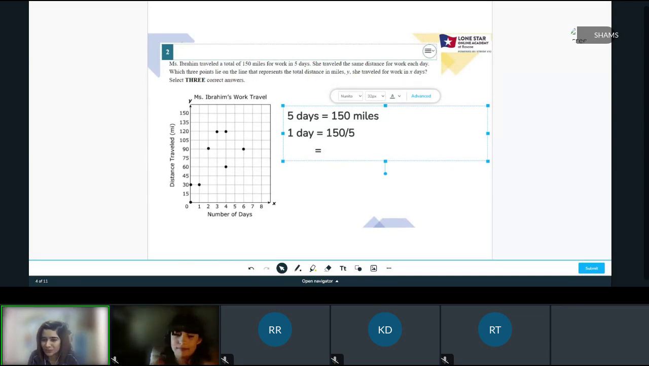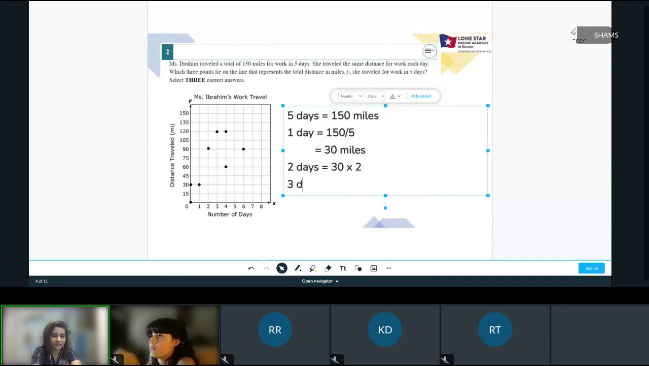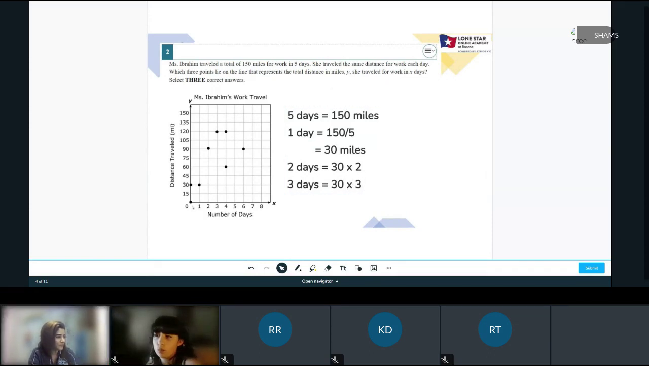Let's see what you guys want to tell me. Then over 1 day, she travels 30 miles. Yes, she travels 30 miles. This is the unit rate. Then you can figure out for more. You can figure out for 2 days, 30 times 2. You can figure out for 3 days, 30 times 3, and so on and so forth. So let's figure it out.